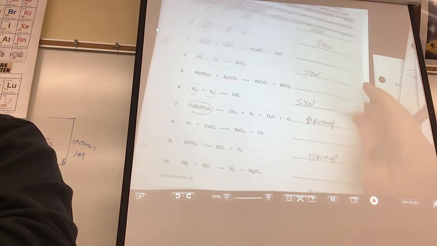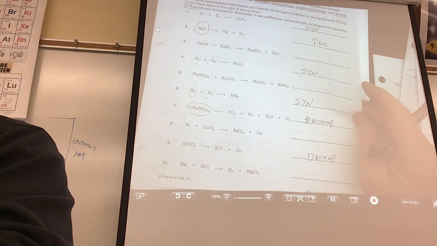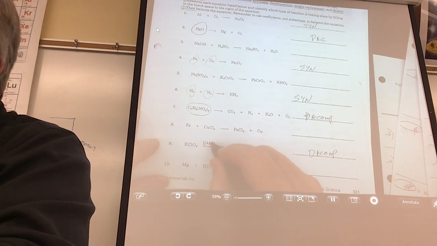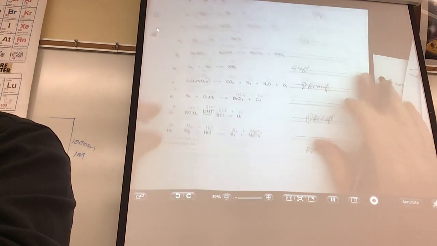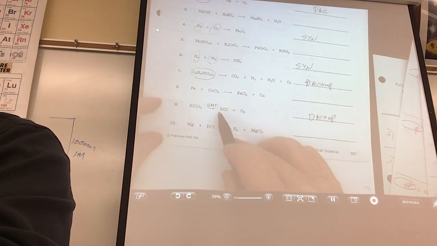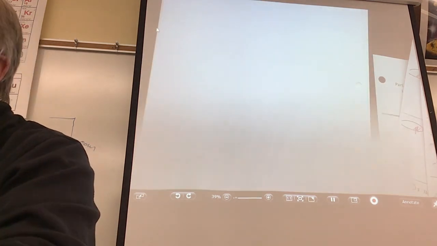And then look at the number 9. This by itself, and usually you have to heat it. How do you tell? Wait, what do I have to do? Heat is not a reactant. Heat is not a product. So right on top of the arrow, don't I? If you heat this, it'll decompose into this and this. Okay, I got that. Let's go to the next one.